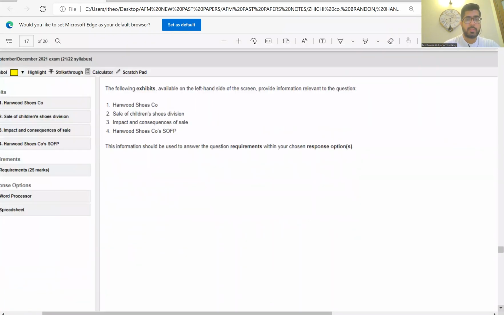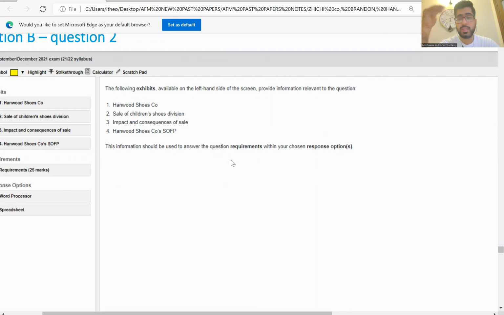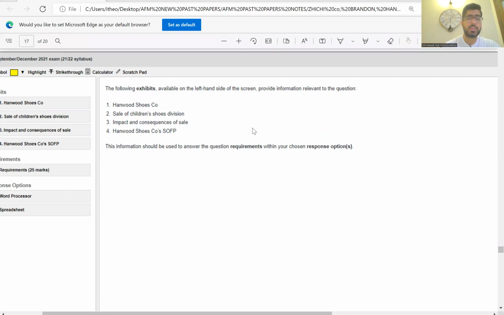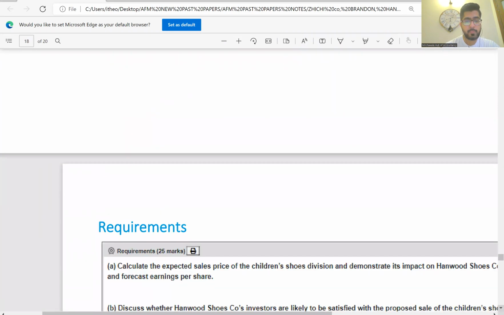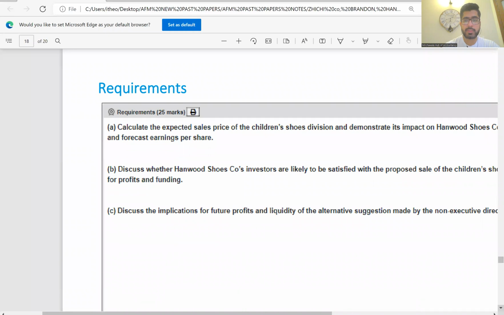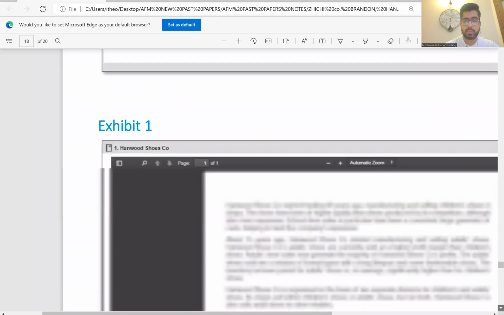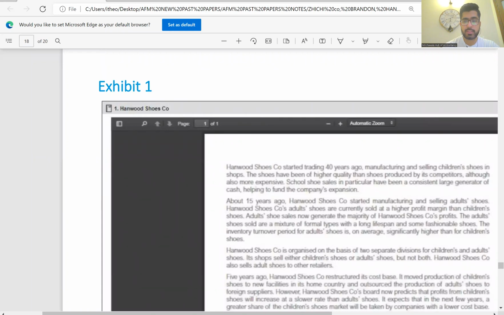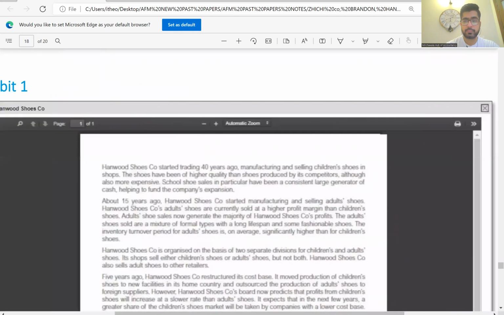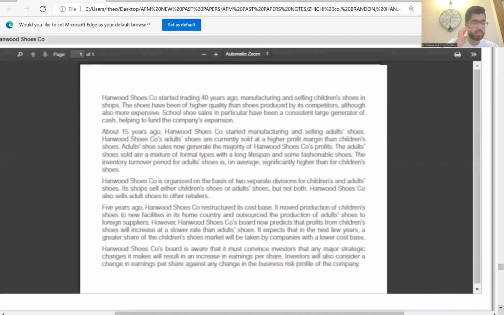The following exhibits available on the left-hand side of the screen provide information relevant to the question: Hanwood shoes, sale of children's shoes, impact and consequences of sale, Hanwood shoes, statement of financial position. Information should be used to answer the question requirements within your chosen response. It's just like the ZG company question which you did, that exhibits are given. We first read the information from the exhibits and then move forward. I will read the requirements later. First, I will go towards the exhibits, that what exactly is the information in the question, basically. You can also download this question from accaglobal.com. Okay. So let's start the question.